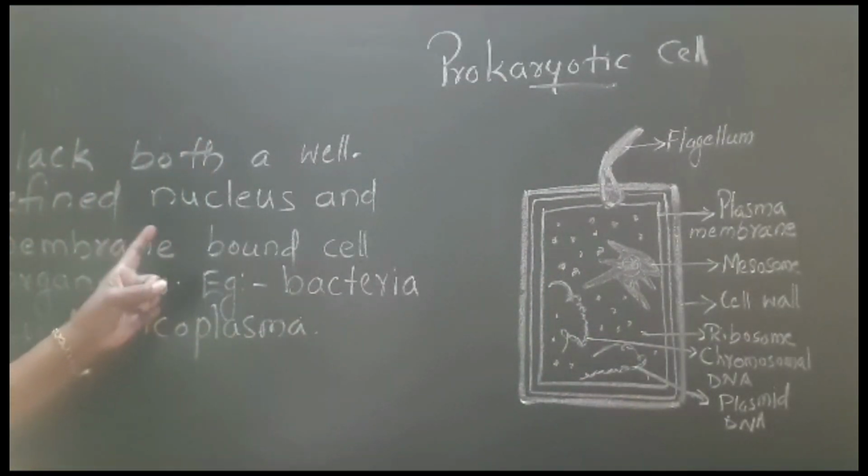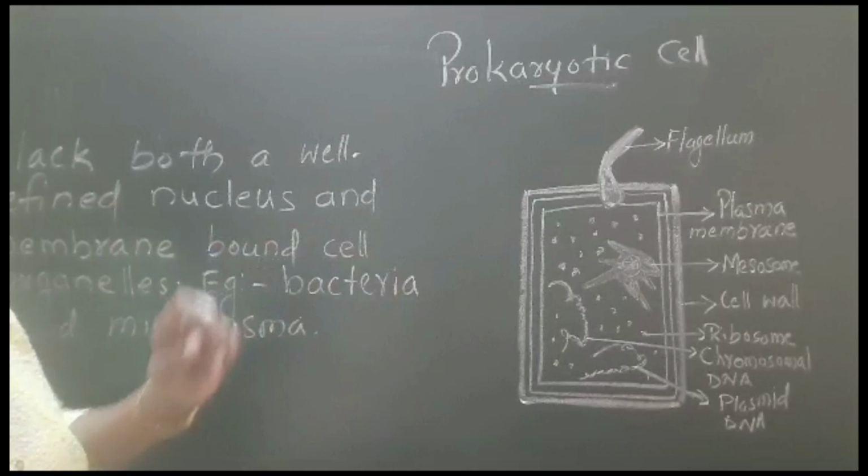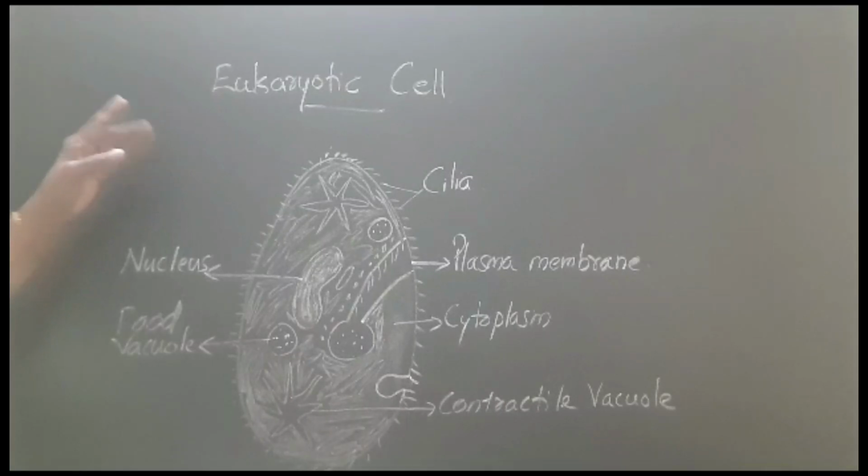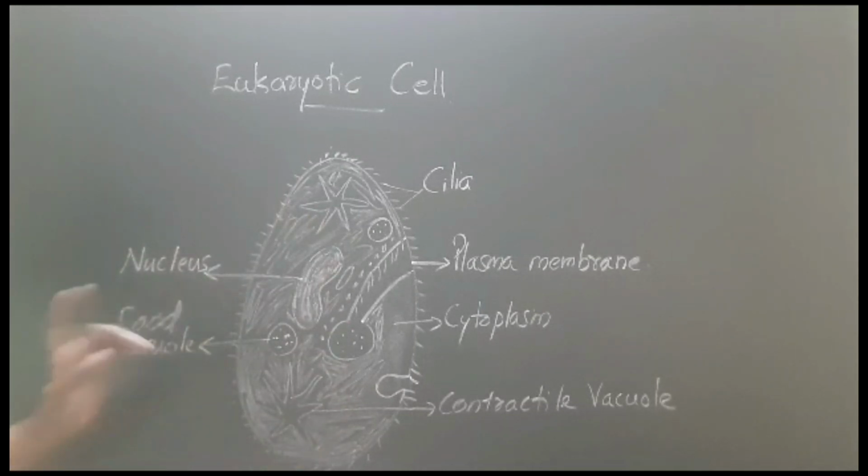And this is the main difference between prokaryotic cell and the eukaryotic cell. What is the main difference? Absence of nucleus and membrane-bound cell organelles. Next is eukaryotic cell. We already saw prokaryotic cell. Now the second type is eukaryotic cell. This is how a eukaryotic cell looks. Now what is a eukaryotic cell?